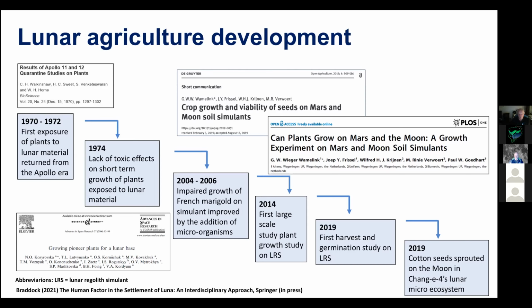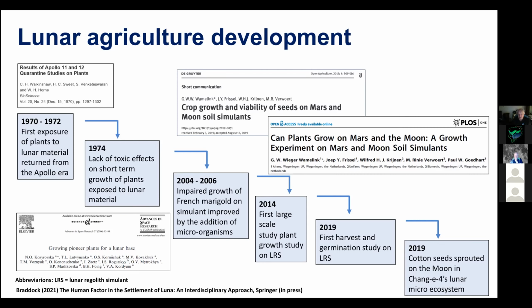So some of the very early studies were conducted by exposing plants to lunar material. In some cases, leaves were rubbed with lunar stones just to see whether they would have any toxic effects. And of course, as we know now, there were no toxic effects, either in the short term or over a long period of time, on plant growth.